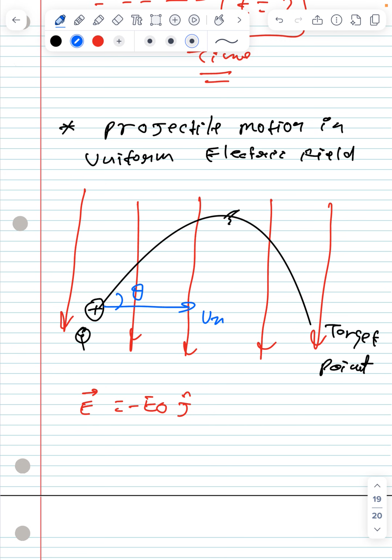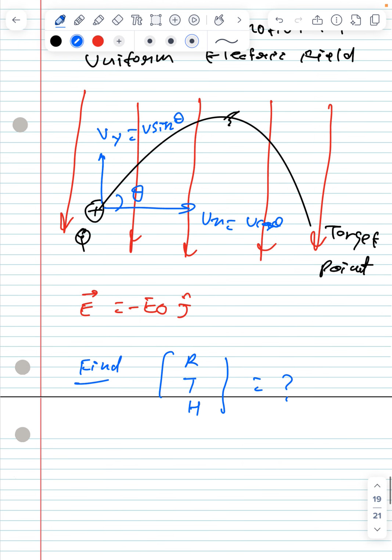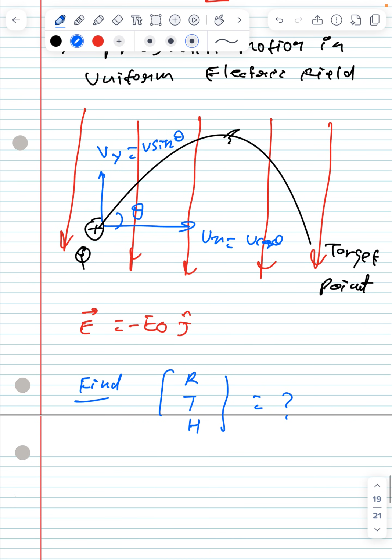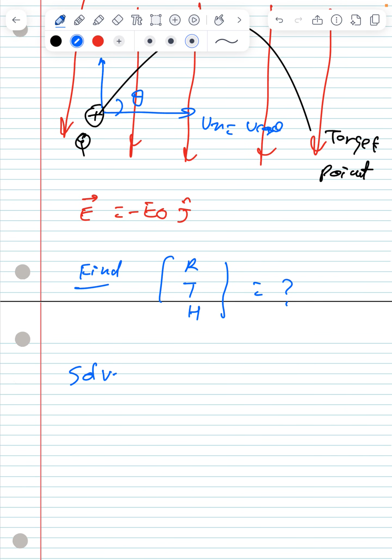suppose that a positive charge ball, positive q charge ball, is projected like this, right. This is the target point. In this situation, the components of the projectile velocity with respect to theta mean ux equal to u cos theta, and along this direction uy equal to u sin theta, right.